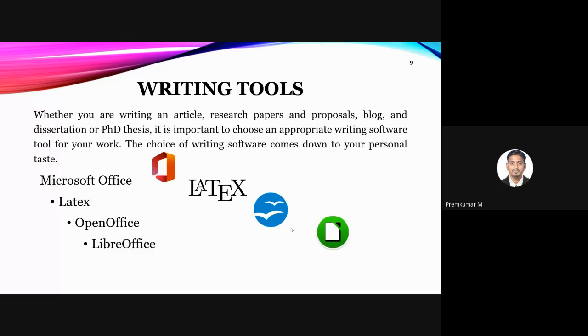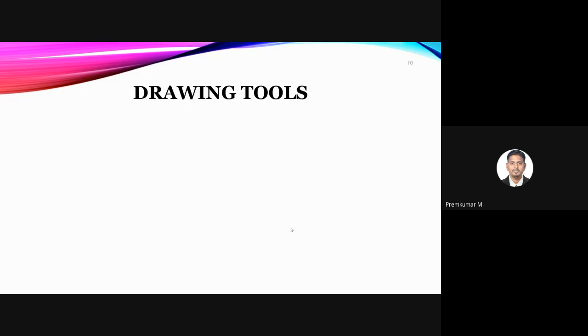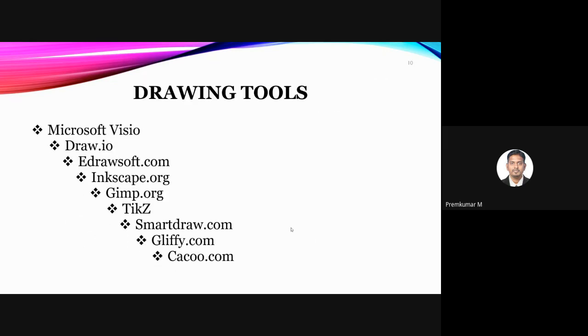Whatever ideas I'm sharing here are only for quality research publications. If you want to publish papers in some local journal, you don't need to follow all these things. But when you want to publish quality papers, you must follow the guidance I have given so far, so that at least you can get into it, and slowly you can get quality research papers. And what drawing tools are available?